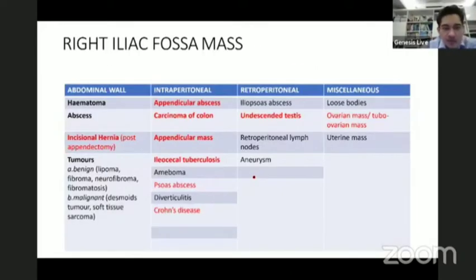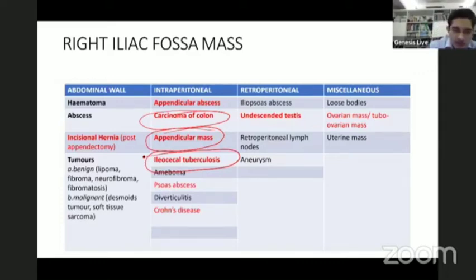These are some of the differential diagnoses of a right iliac fossa mass. I thought at the very beginning I'll discuss this, and then we will go into our history to make things easier for you. Three of the most important ones are the appendicular mass, the carcinoma cecum, and the ileocecal tuberculosis. These three you should always have in your mind. Then appendicular abscess, certainly another thing. Psoas abscess, maybe. Crohn's disease is also very important.